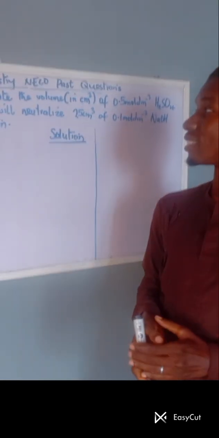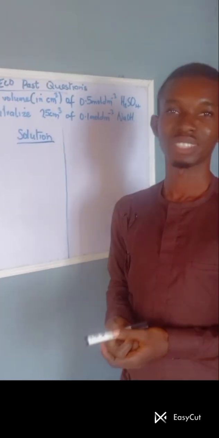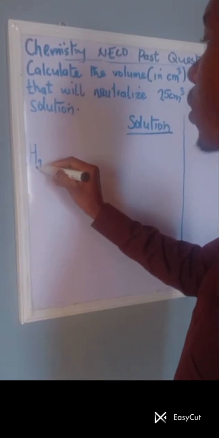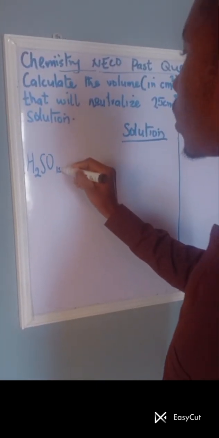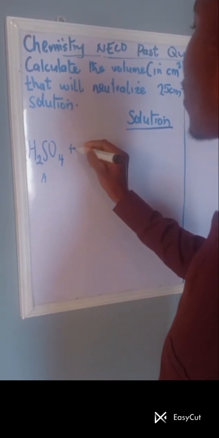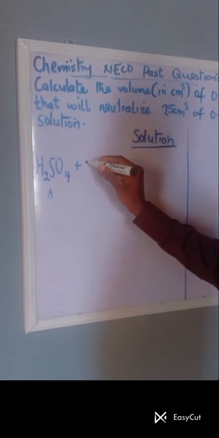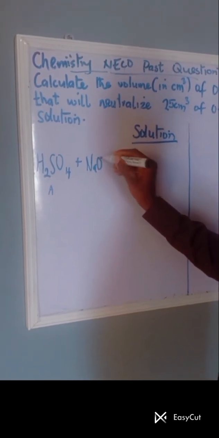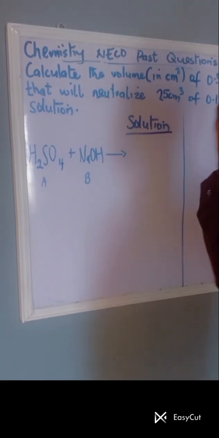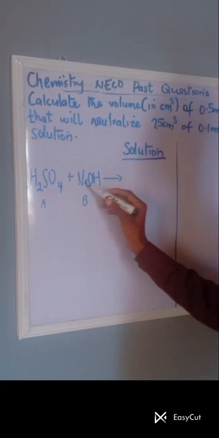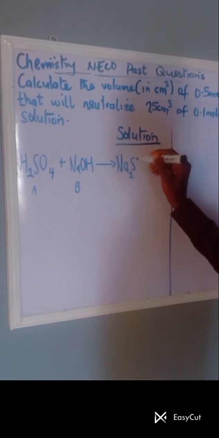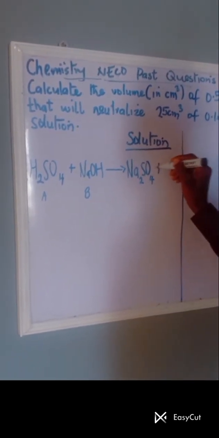So to solve a question like this, the first thing would be to bring out your balanced equation. So we have our acid as H2SO4. This is our acid, let's call it A. Now we have our base to be NaOH. Precisely it's an alkali, but let's call it B. And of course, after the complete neutralization, we are going to have a salt and water. What's the salt? Na2SO4.